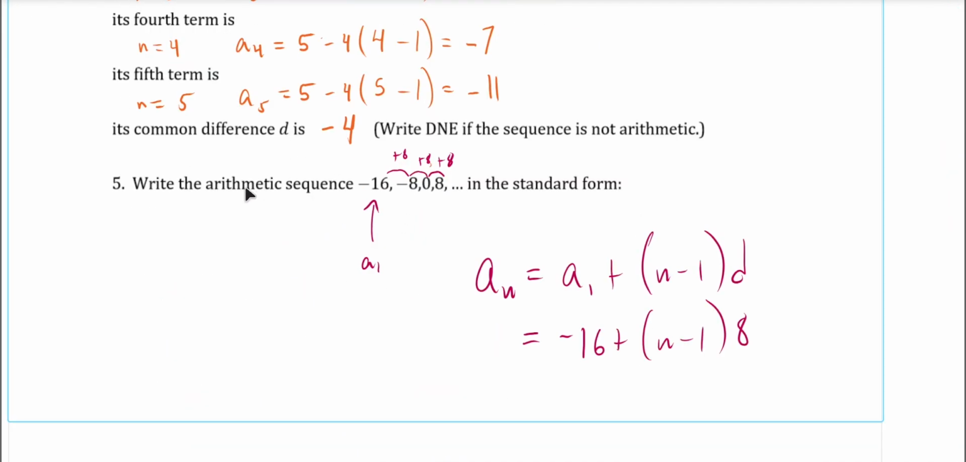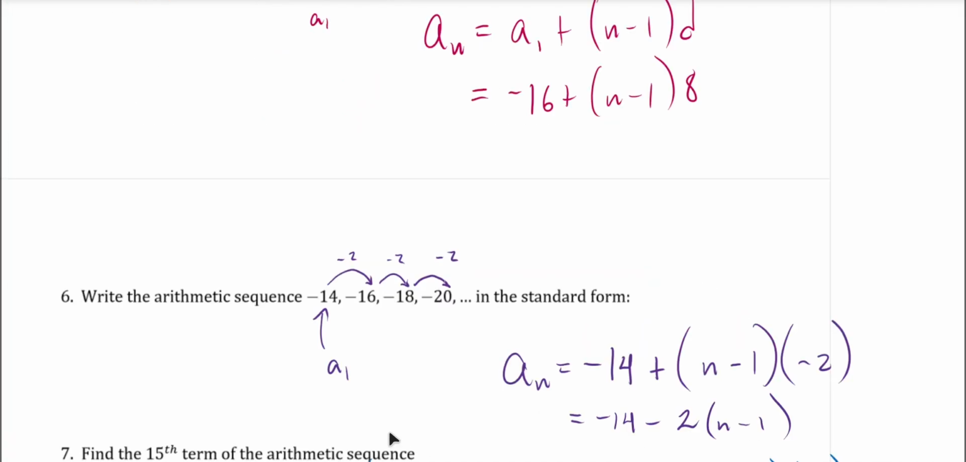For the next one, we're told that this sequence is arithmetic, and they want it in standard form, which is this an equals a1 plus n minus 1 times d form. We note that it starts at negative 16, and that we're going up by 8 each time. So we have n minus 1 times 8 here, and that's all the matching we have to do. Here's another one asking for standard form. We find the first term of minus 14, and we notice the difference between each two of these is minus 2.